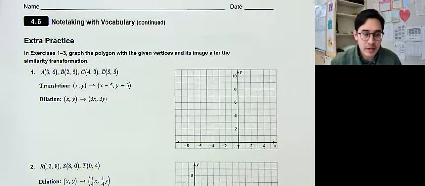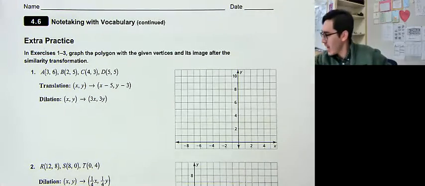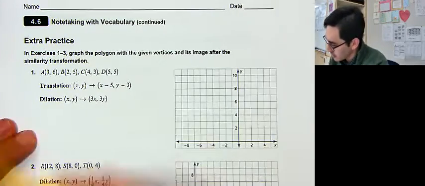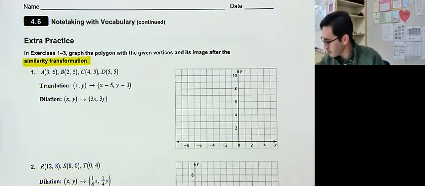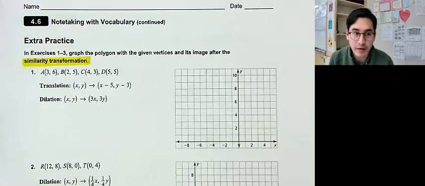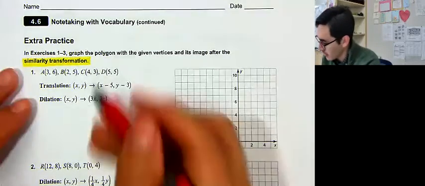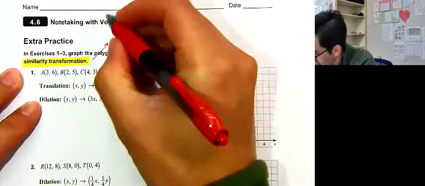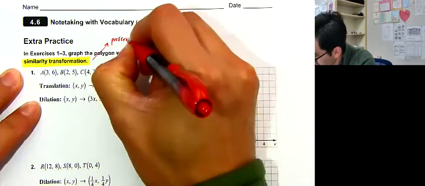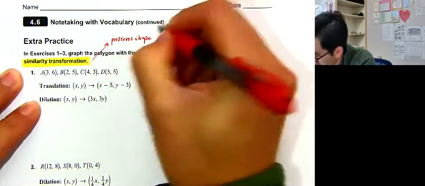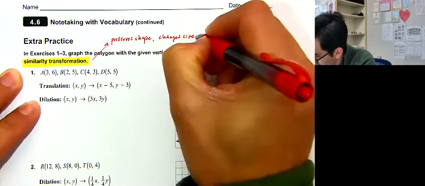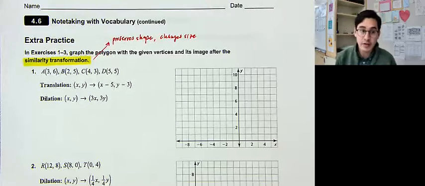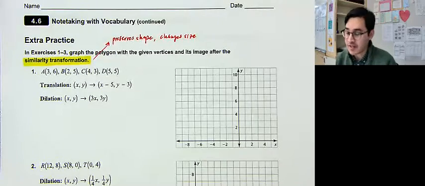So in this video, I'm going to go over chapter 4.6. We're going to be looking at similarity transformations. A similarity transformation is a type of transformation to a figure that preserves its shape but changes its size. So make a note here. Preserves the overall shape, but changes the size.